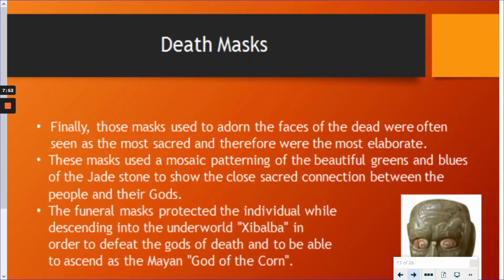Finally, death masks were used to adorn the faces of the dead, and these were seen as the most sacred and were therefore the most elaborate. They used the mosaic patterning of the greens and blues, and we saw lots of greens and blues in those examples earlier, to show the close sacred connection between the people and their gods. It was believed that these masks were protective. They were spiritually protective. They protected the individual whilst they were descending into that underground world of Xibalba that we learned about in previous lessons.